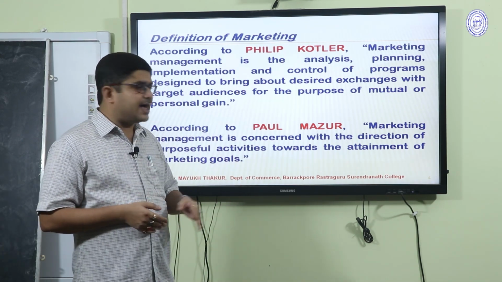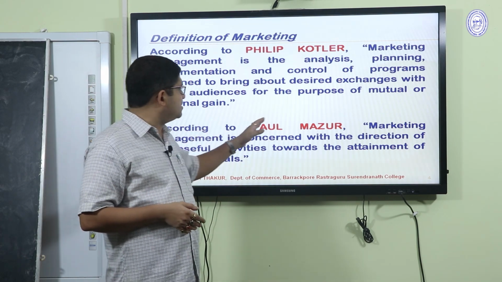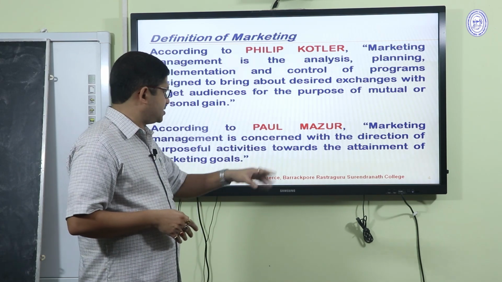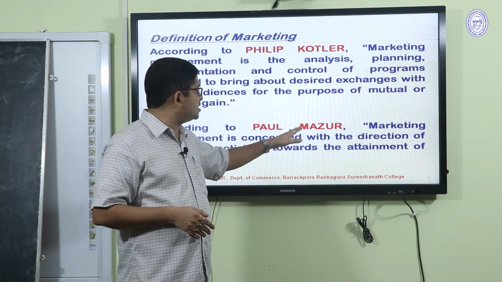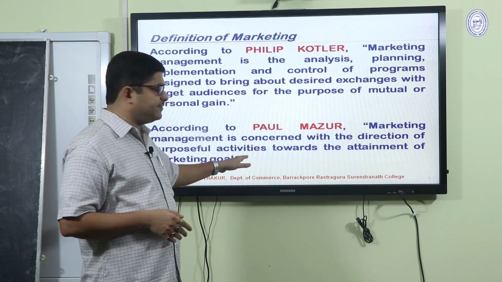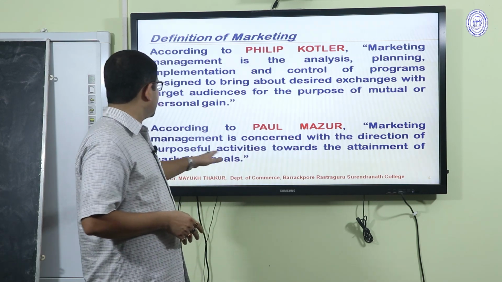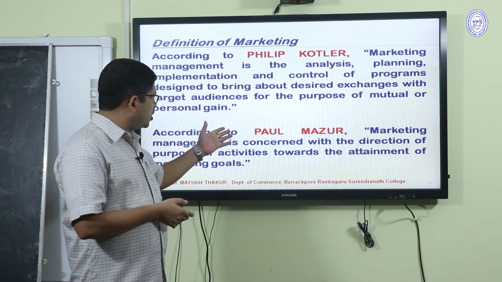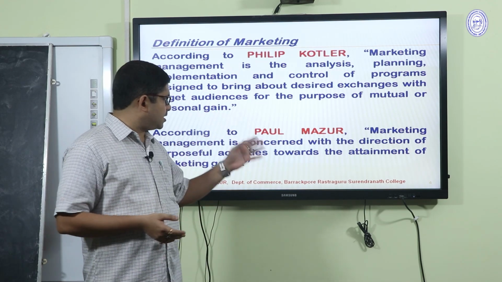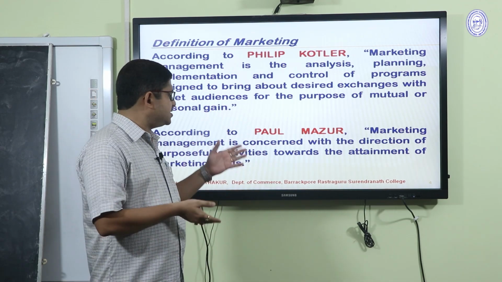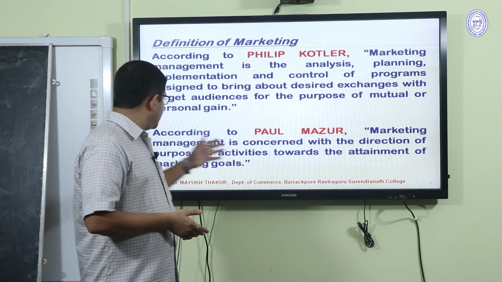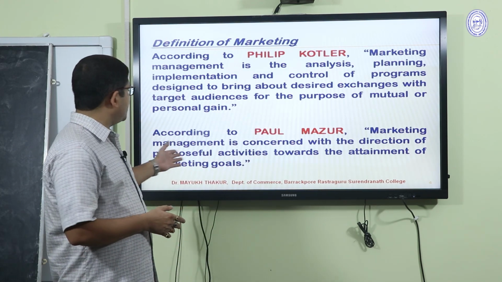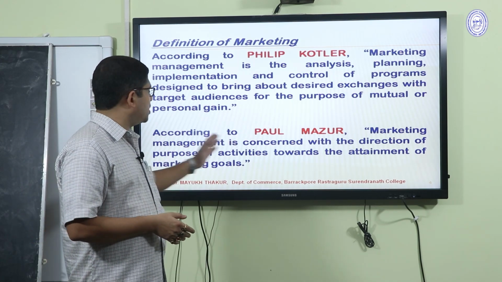So continuing that, we will come to the next definition of Paul Mazur. We will see by the definition how Paul Mazur has given some directions. Marketing management is concerned with the direction of purposeful activities towards the attainment of marketing goals. In the next part, when we go into the definition of Paul Mazur, we can see that he has given some direction, and that is the marketing management is concerned with the direction of purposeful activities towards the attainment of marketing goals. That means the direction of purposeful activities.